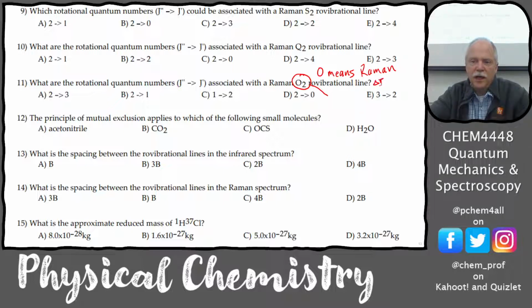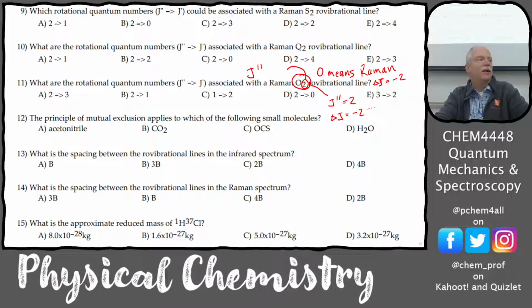Delta J is what for an O transition? Minus 2. Okay, so that means that, and this little 2 here, what does that mean? That is the J double prime. So that tells you what the lower state is. So this says that J double prime equals 2 and delta J equals minus 2. That's all the information you need to know that this is going from 2 to 0.